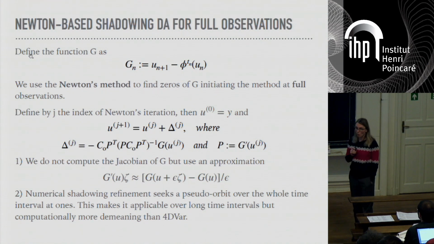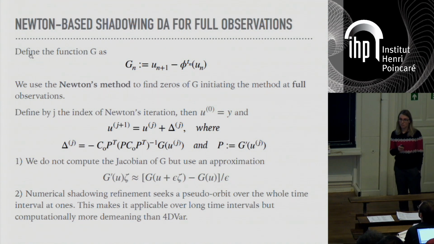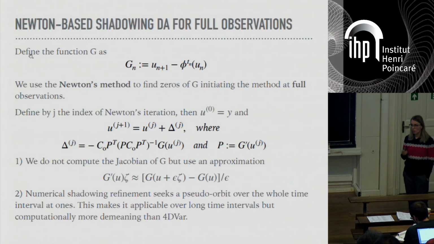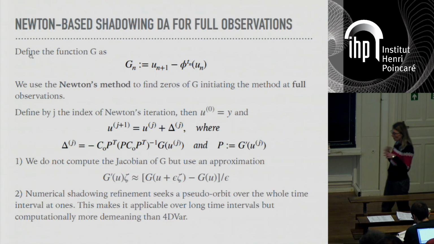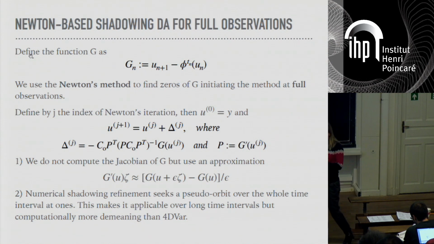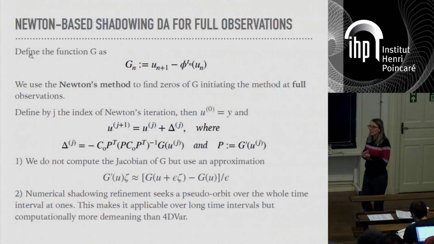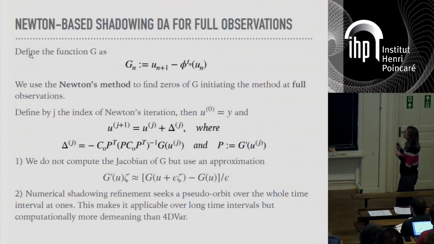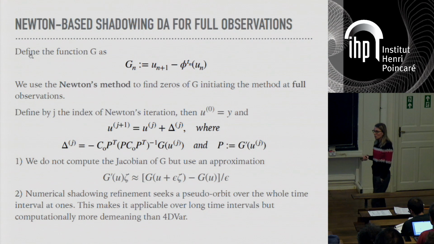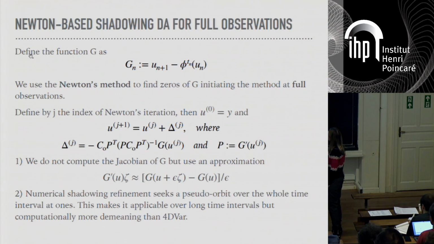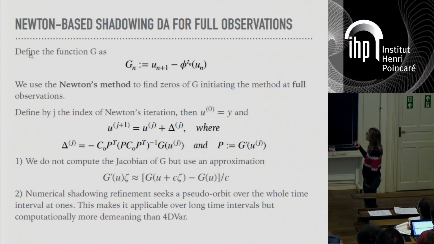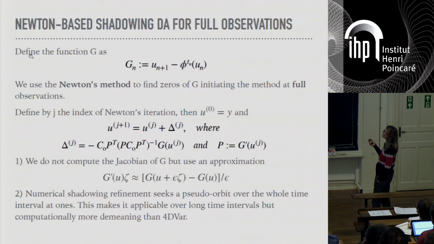At this point, we initialize it with full observations. I will lift these restrictions later on, but for now I say that we observe everything, which is, of course, not the purpose of data assimilation. The purpose of data assimilation is that we do not observe everything, and we want to reconstruct the things that we do not observe. But for now, we observe everything. So we initialize the Newton method with the full observations. If I define by j the index of the Newton iteration and initialize the zeroth iteration with full observations, then I can write down the Newton iteration like this.